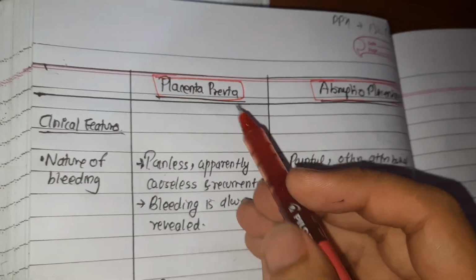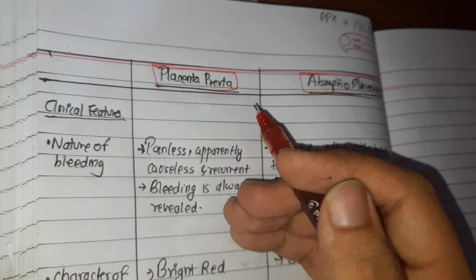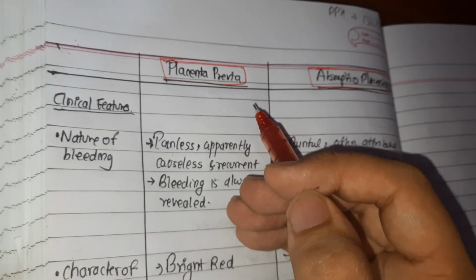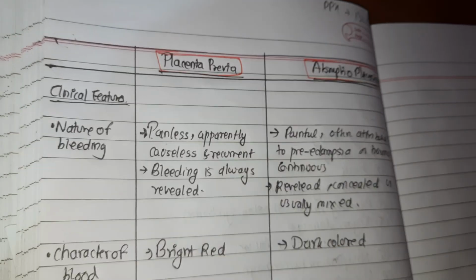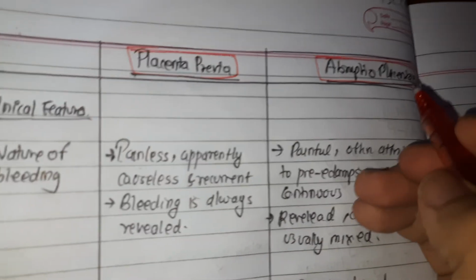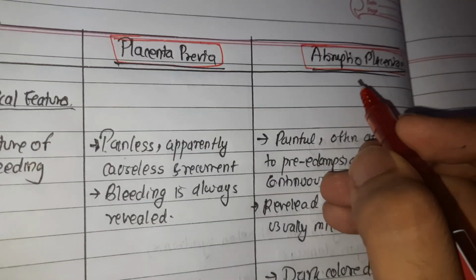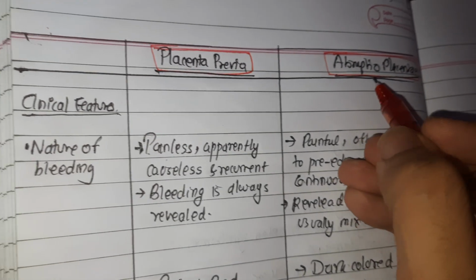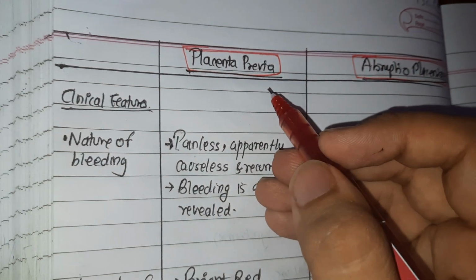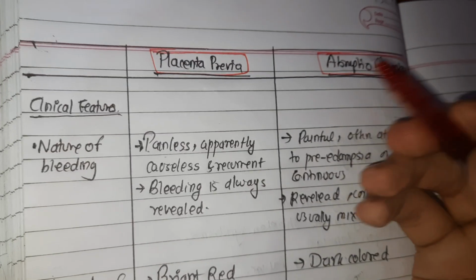Now go back to the basic definition. What is placenta previa? When the placenta is implanted partially or completely over the lower uterine segment, and over or adjacent to the internal os, then it is called placenta previa. Whereas abruptio placenta is the condition where bleeding occurs due to premature separation of a normally situated placenta. Here the placenta is normally situated, whereas in placenta previa the placenta is abnormally situated in the lower uterine segment. That is the main basic difference between these two.